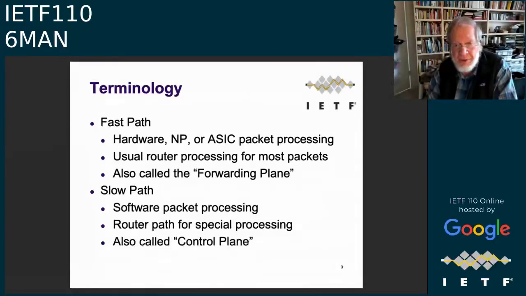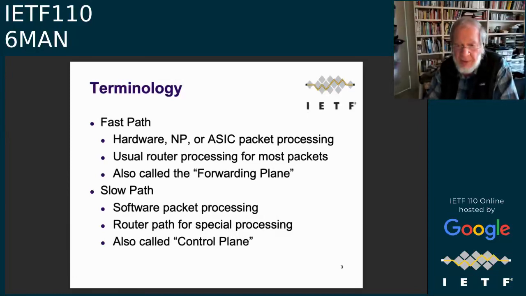So the terminology we're using in the draft is fast path and slow path. Fast path means hardware forwarding, network processor forwarding, ASIC packet processing. It's the usual processing in the router for most packets. It's how you get wire speed. It's also a lot of times called the forwarding plane.